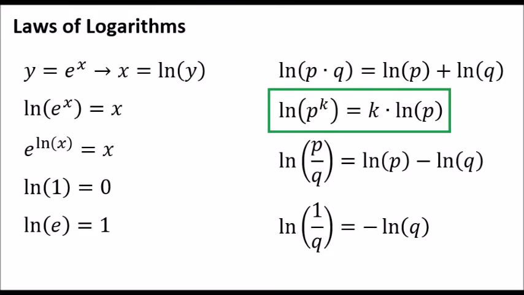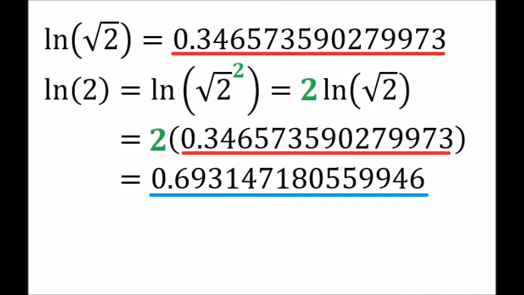So why did we take the square root of 2? It turns out we can use the law of logarithms boxed in green to assist us. We just found the number underlined in red. The square root of 2 squared equals 2, so we can simply double the natural logarithm of the square root of 2. This gives us the final answer underlined in blue.